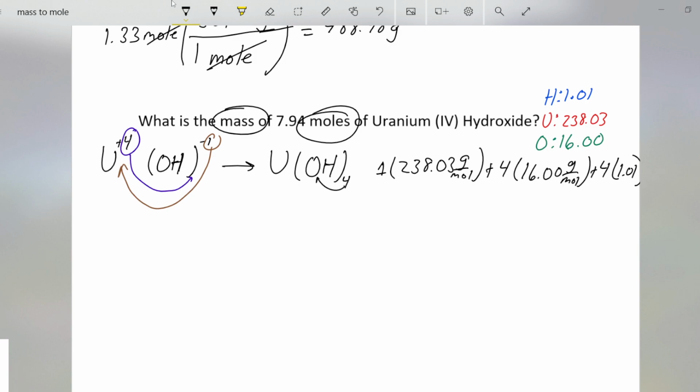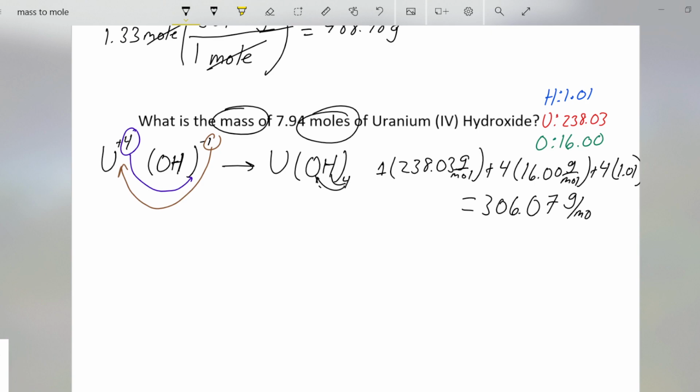So we have 4 hydrogens, 4 oxygens. We multiply each of those numbers of atoms by their molar mass, and that's 4 times 16 for oxygen and 4 times 1.01 grams per mole for hydrogen. If we add all that stuff up, I will get 306.07 grams per mole. And that is our molar mass for our uranium 4 hydroxide.